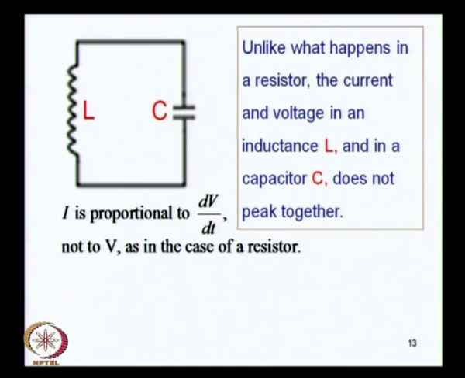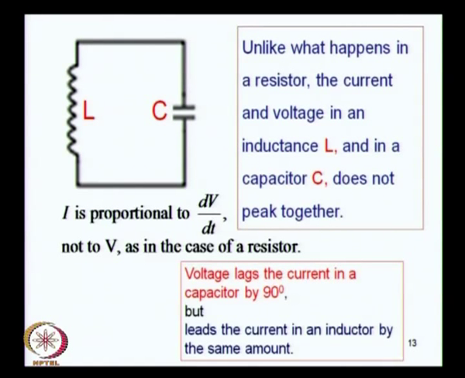So, that dynamics is governed by Ohm's law, that is a resistive circuit, but in a circuit in which you have an inductance and a capacitance, the current is proportional to the rate of change of the voltage rather than the voltage itself. So, in such circuits the voltage and the current do not peak together. The voltage actually lags the current in a capacitor by 90 degrees, and in an inductance it leads the current.